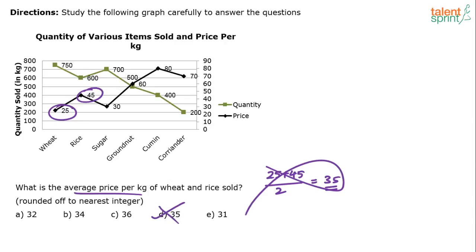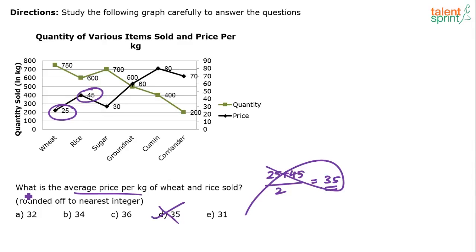Yes, very simple question, but the solution is wrong. 35 is not the correct answer. Let me tell you, 35 is the wrong answer. This is not the correct solution. You cannot take 25 plus 45 by 2 to get the answer to this question. Now you might be wondering why. It's supposed to be this. We know the price per kg of wheat, we know the price per kg of rice. Average price should be the sum of these values divided by 2. But 35 isn't the answer.